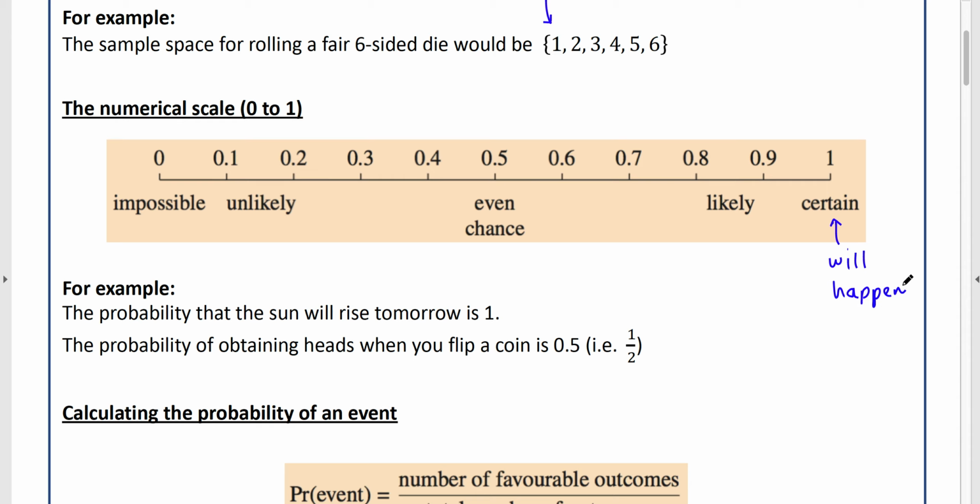On the opposite end of the scale is 0. Events with a probability of 0 cannot happen, will not happen. So impossible, in other words.